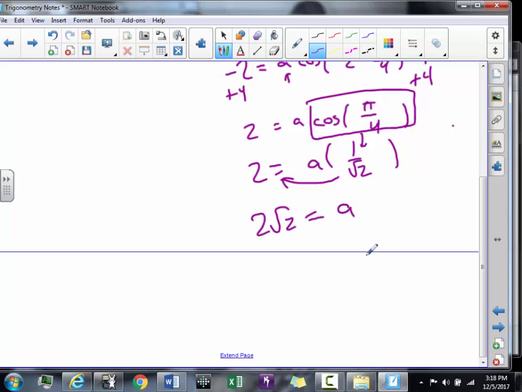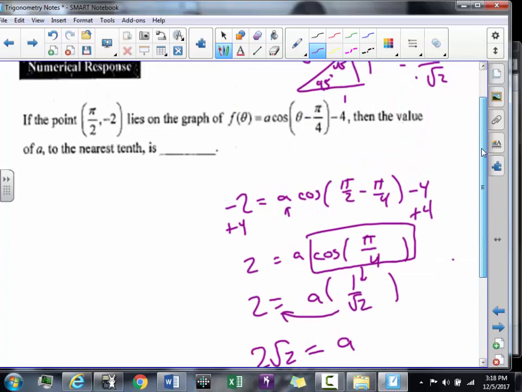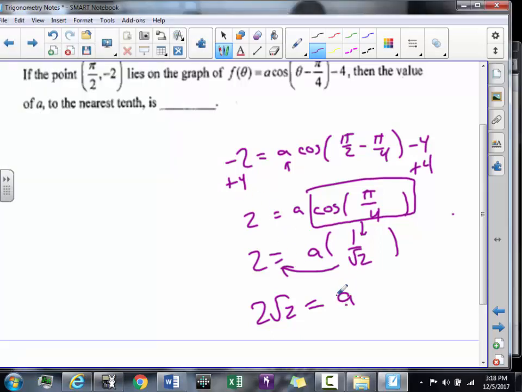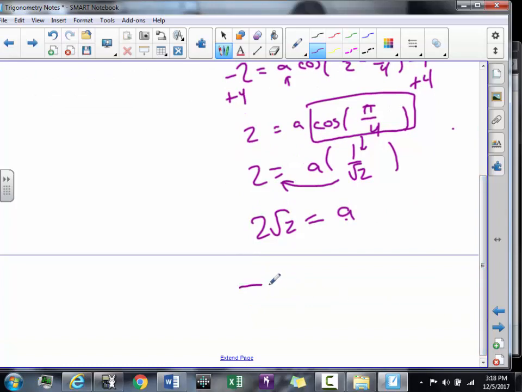Now, this question here asked it to be rounded to the nearest tenth. So all you've got to do is 2 root 2, and you'll get your answer as 2.8. However, hopefully I've shown you some questions like this before. They could ask you to round it to blank root blank is the a value, and they might ask you to make it numeric response, in which case you have to know how to do exact values. You get what I'm saying here?